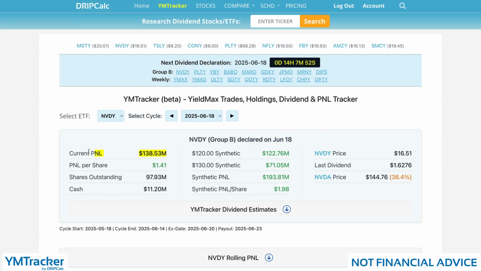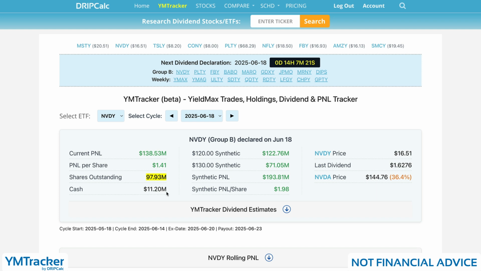So here we have, for the cycle between May 18th and June 14th, NVIDIA has made an actual realized profit of $138 million, and that is $1.41 per share. Okay, here's the number of outstanding shares, or how many shares of NVDY are owned by investors. And this amount right here, the current PNL, is split as a dividend between these many shares.